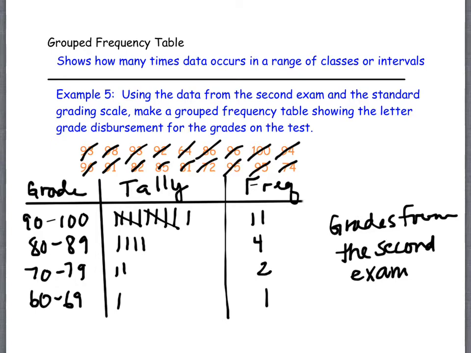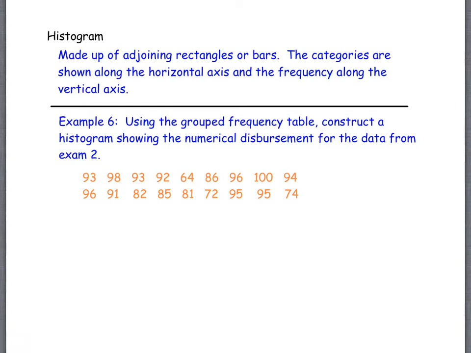We used the tally column just to make sure that we have all of the values recorded in their appropriate row, and then we counted them up. A grouped frequency table allows us very easily, you wouldn't have to do it, but it allows us very easily to create a histogram. A histogram is sometimes commonly called a bar chart, but it's slightly different. We'll talk about a bar chart in a minute.